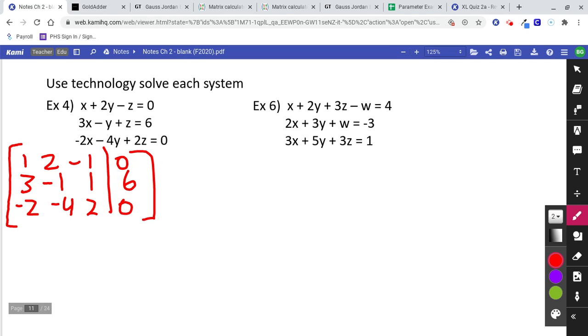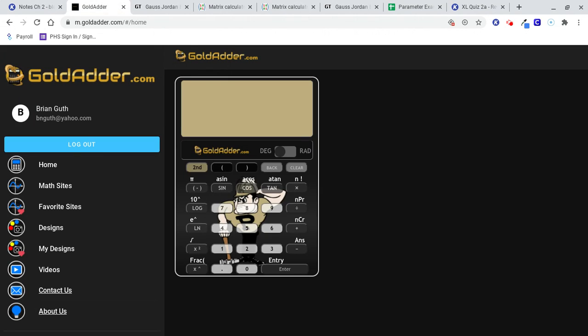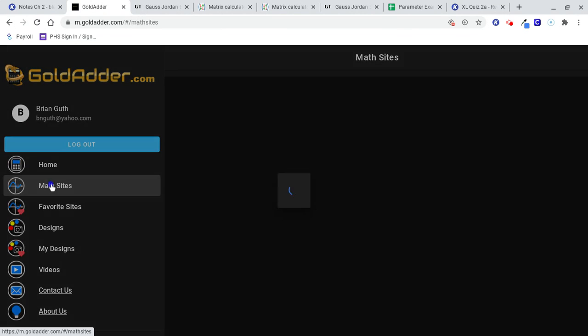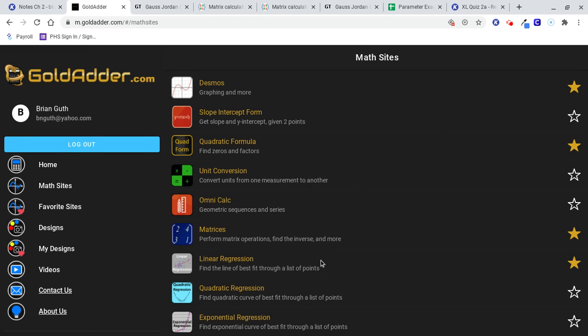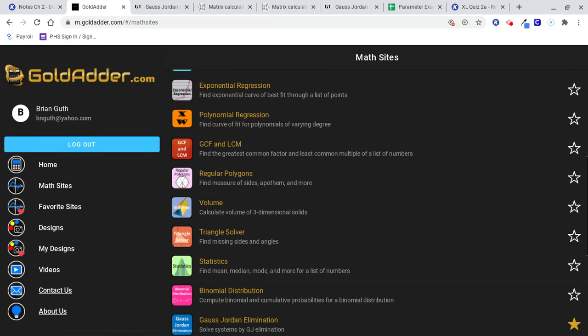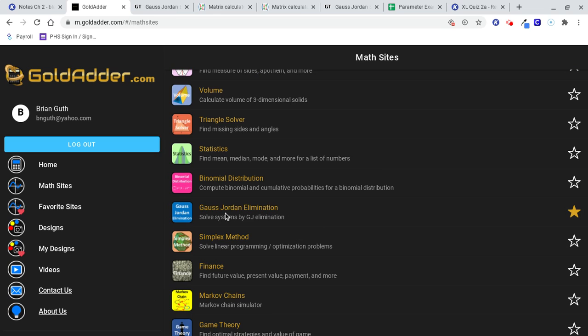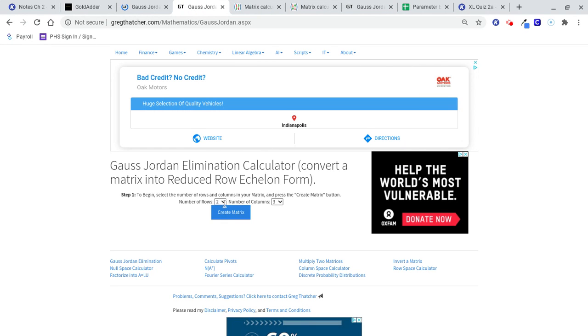We're going to plug that augmented matrix into a website. To find this website, you can go to my website, and from the math sites, find the one that says Gauss Jordan. Once you're there, it's going to ask you to create a matrix. So our matrix was a 3 by 4.